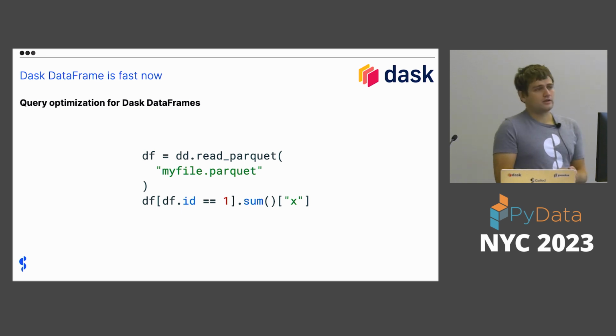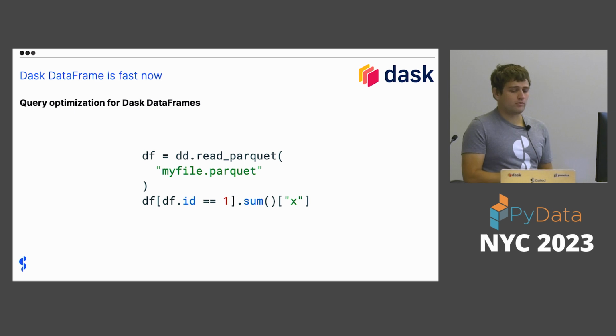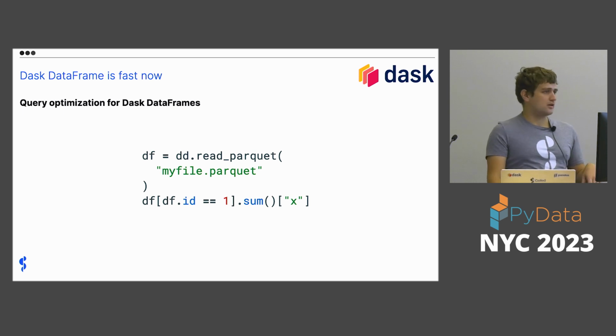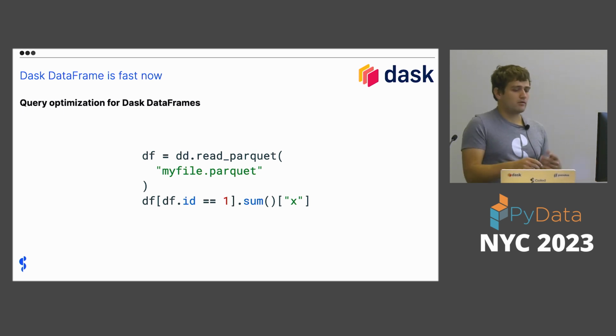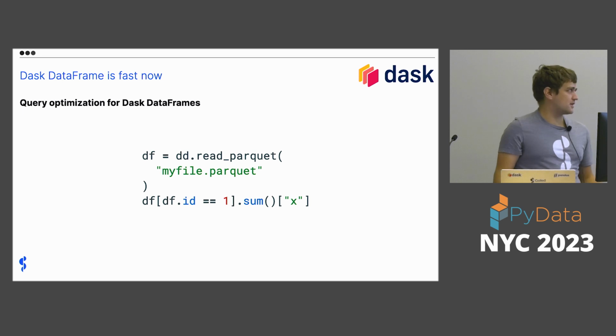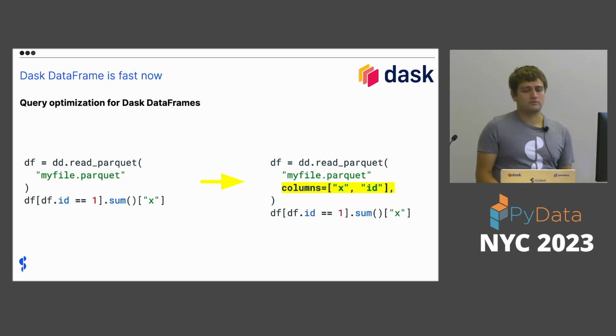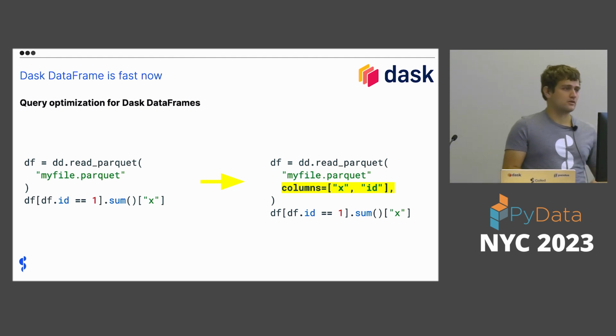So this is a query someone might write. We read a whole Parquet file, filter for one specific value, do a sum, and then we select one value. Dask currently would still read all of your columns, all of your rows, and then it will do everything in memory. If your data set is large, this is pretty annoying. So what a query optimizer normally does is it looks at your query, identifies which columns you will need. In this case, it's X and ID, and restricts the read from storage to these columns.